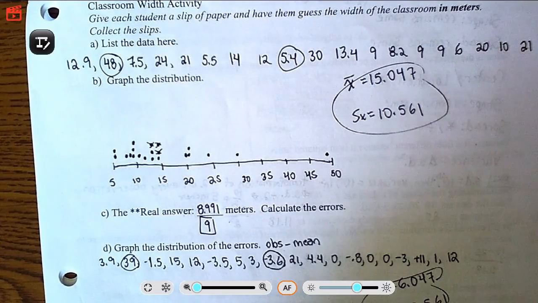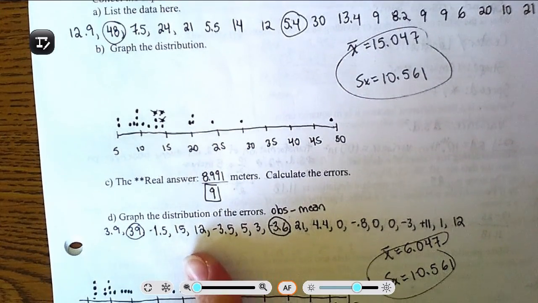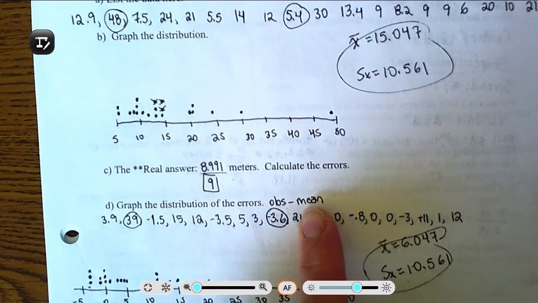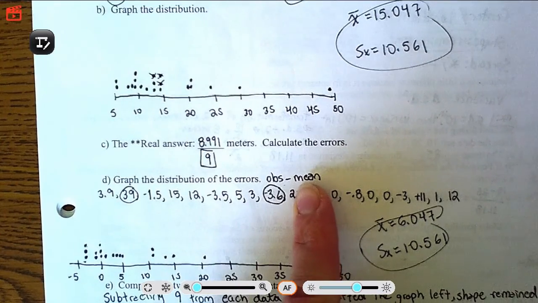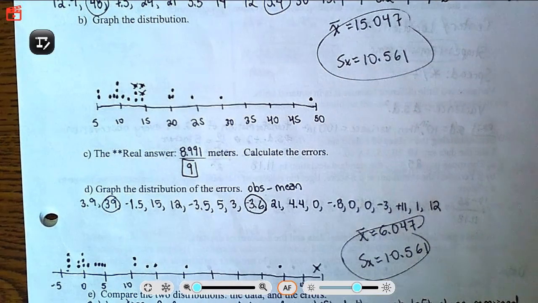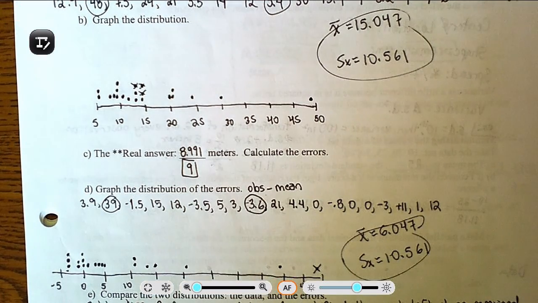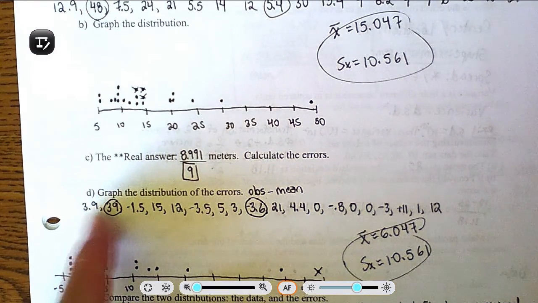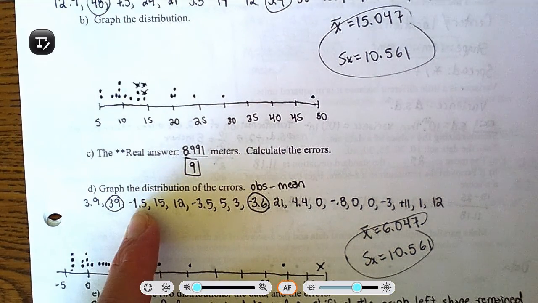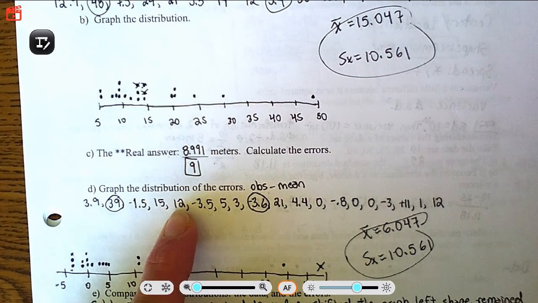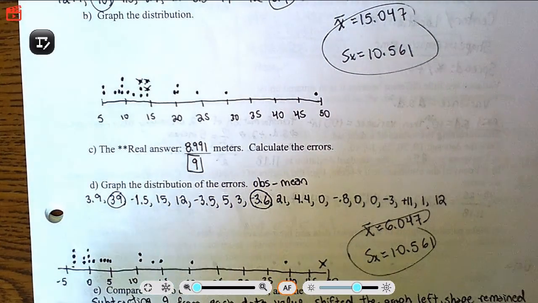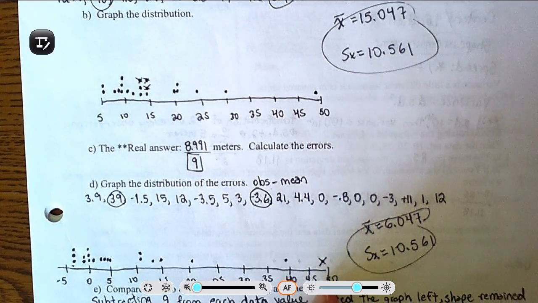Okay, that cluster of 3 points. Graph the distribution of errors, which is observation minus the mean. Now, the distribution of errors, that's a new concept to us. When we think of an error, we think of how far off we are from the truth, okay? So that's the amount that I'm graphing now, the amount that we were off by. So we were off by 3.9 units, by 39 units, by 1.5 too few units, 15 too many, 12 too many meters in the classroom, okay? So here's now the distribution of errors.